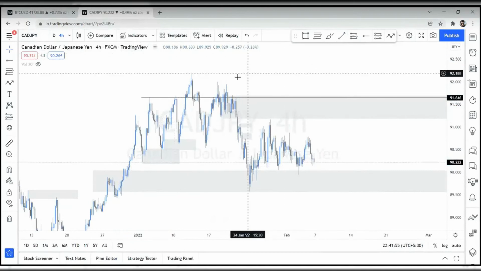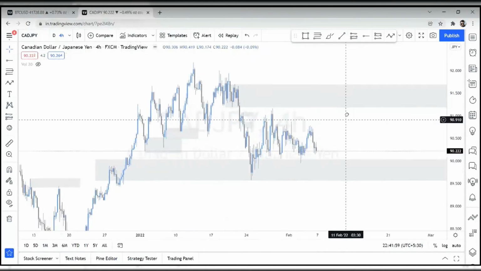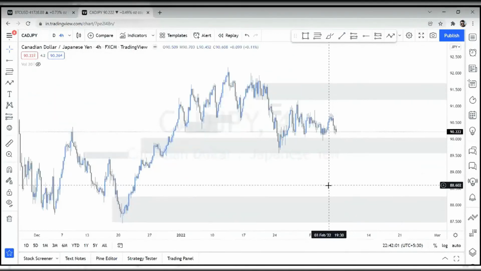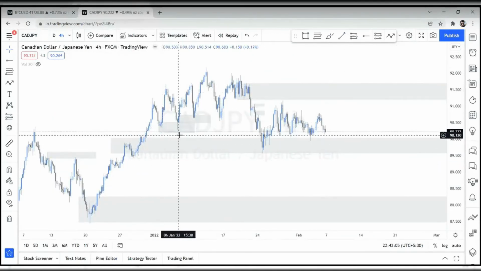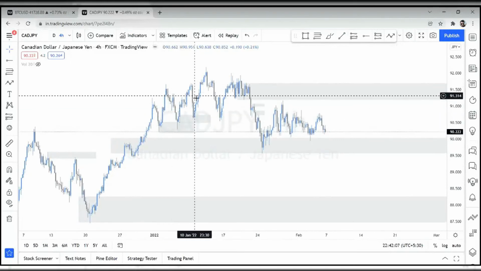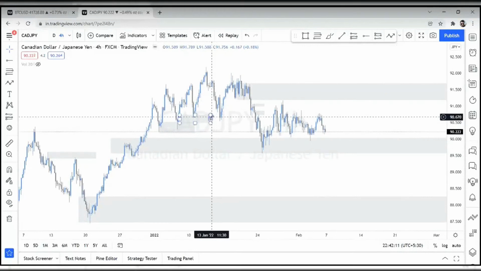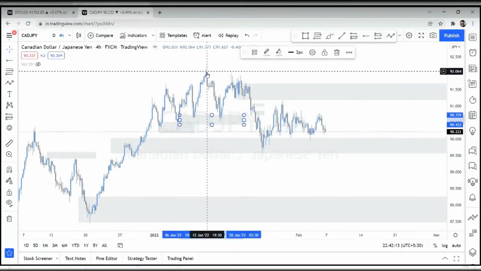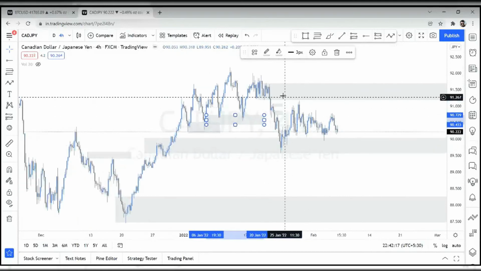These are the areas I drew before. What happened? Price broke this, came down to test this area, moves up, broke this, came down to test this area, moves up, came down to test this area, moves up, failed to test this area, and then moves down. Hence, shifting bearish from this area.